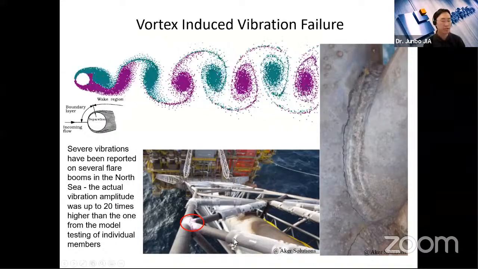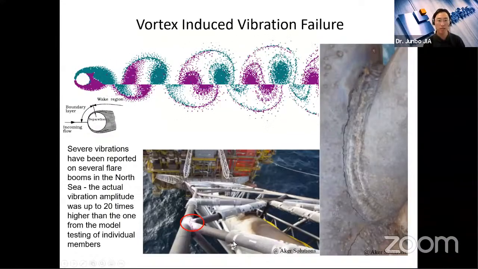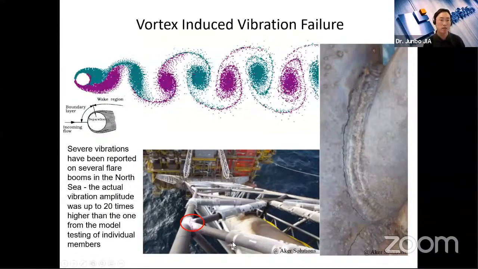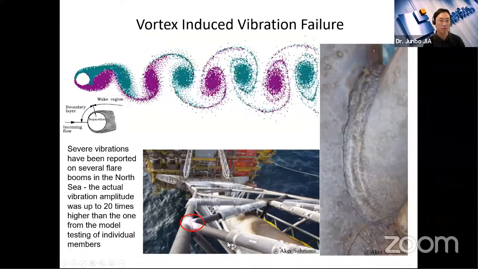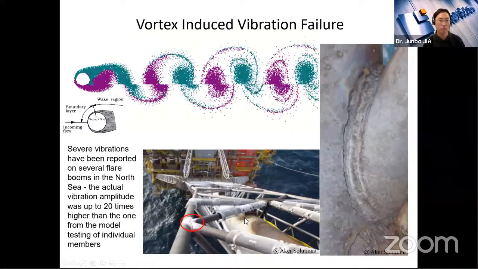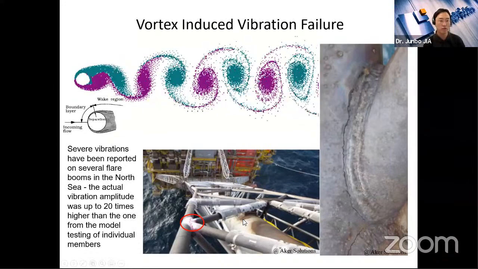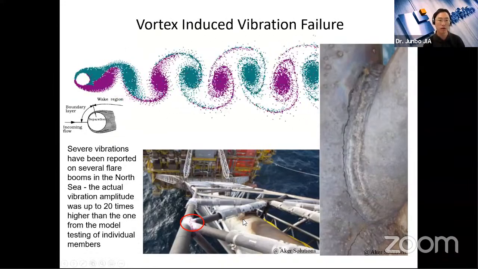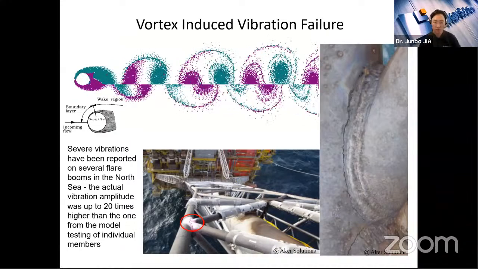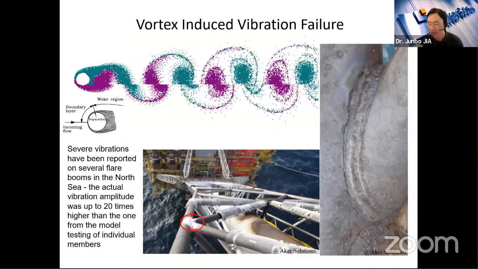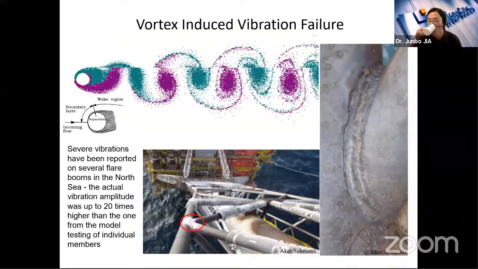So actually, this has been observed in many laboratory tests, but in the North Sea, we still see that even such vibration has been reported on several high-rise flare booms in the North Sea. The actual vibration amplitude was up to 20 times higher than the one we measured in the laboratory test.